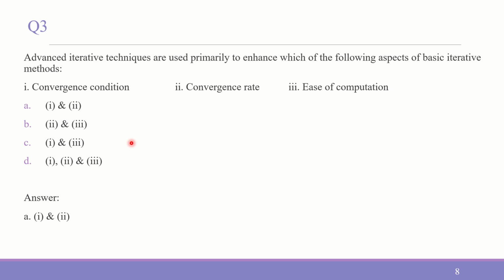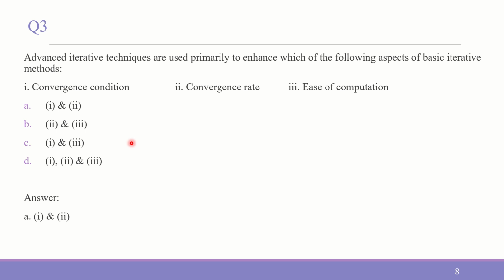That is one thing. Sometimes we may not get the converged solution. For that only we go with higher order techniques like multi-grid method. Those are all the things that will come into picture. But basically we are going with the advanced iterative techniques to enhance the convergence condition and the convergence rate of basic iterative methods. So we are going with the advanced iterative techniques to deal with convergence condition and the convergence rate.